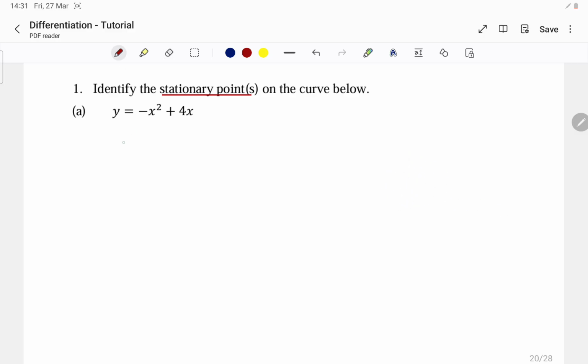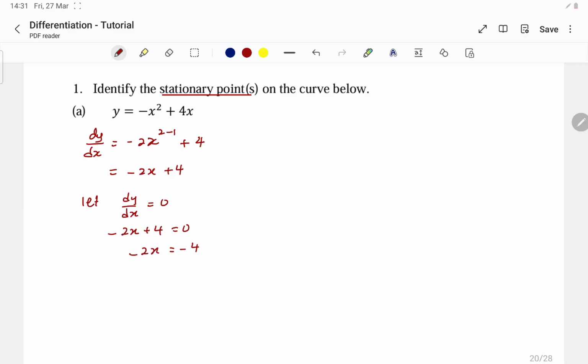Okay, now we have identified stationary point. We have y is equal to negative x squared plus 4x. We differentiate dy/dx. We become negative 2x to the power of 2 minus 1, plus 4. Then here you're going to get negative 2x plus 4. So this is your dy/dx. And then remember, you have to let dy/dx is equal to 0. So negative 2x plus 4 equal to 0. Then you find x from this. You bring 4 to the right side, become negative 4. Then negative 2 you bring to the right side, negative 4 divided by negative 2, you're going to get 2. So x is equal to 2.